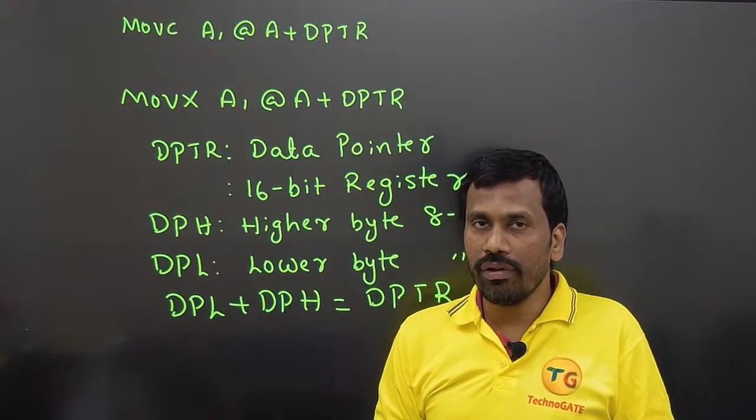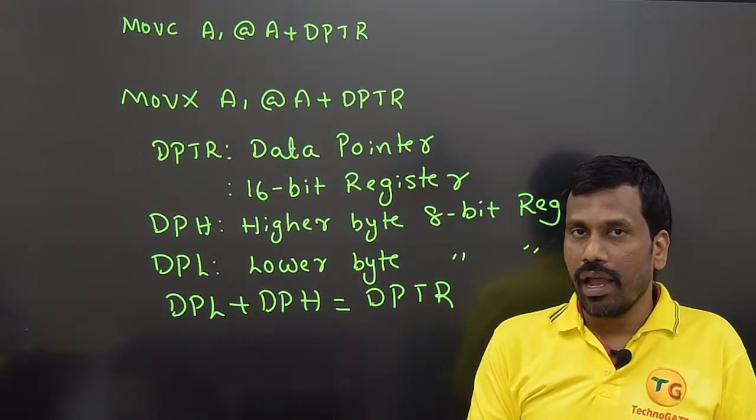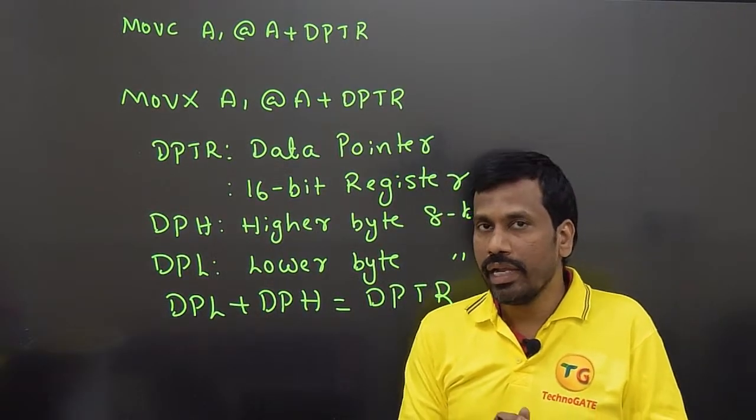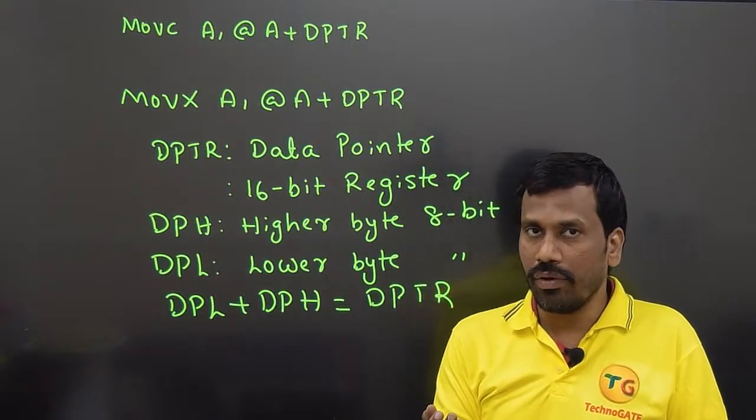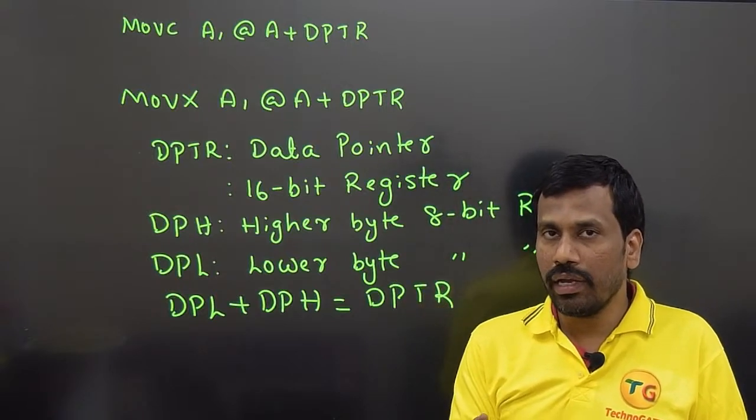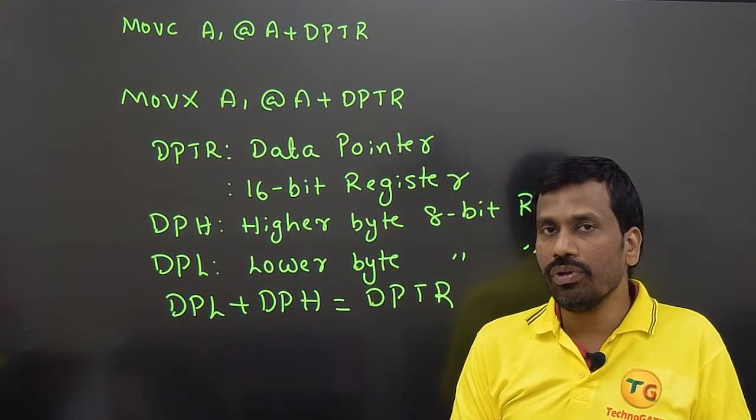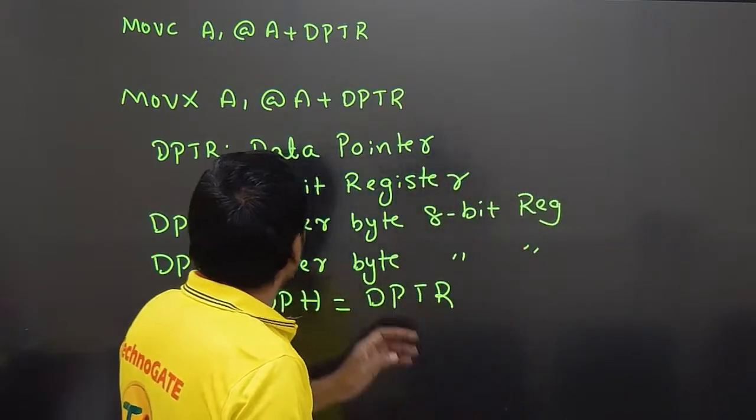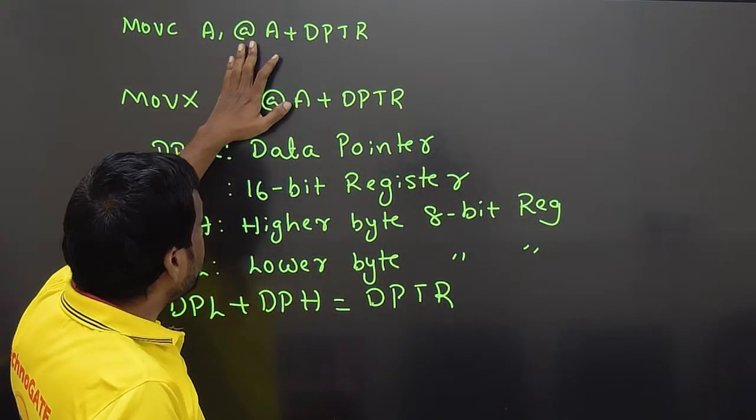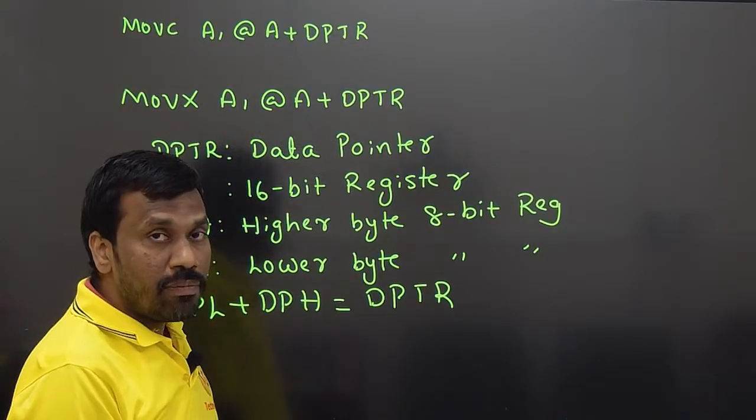Okay. So DPTR is very important. In the microcontroller subject, DPTR is very important. It's a 16-bit register. In DPTR we have the lower byte part as well as the higher byte part. The lower part is DPL, and the higher part is DPH. If we combine these two, that is DPTR. So now what we are discussing here is MOVC A, @A+DPTR and MOVX A, @A+DPTR.